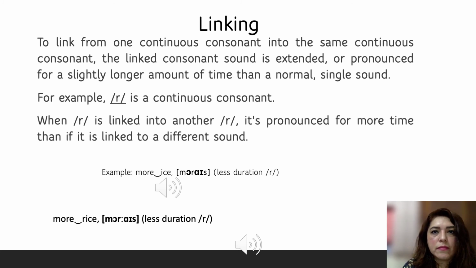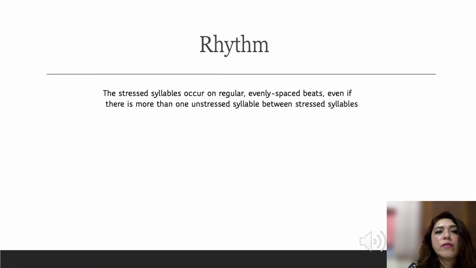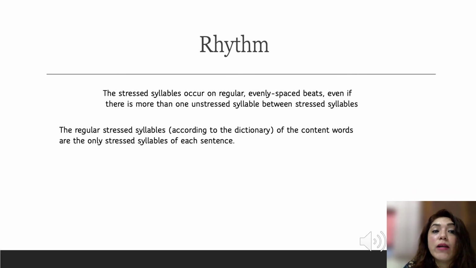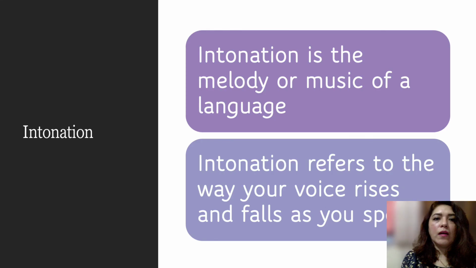And talking about rhythm, the stressed syllables occur on regular, evenly spaced beats, even if there is more than one unstressed syllable between stressed syllables. According to the dictionary, the content words are the only stressed syllables of each sentence. For example, I took a bus to the park.